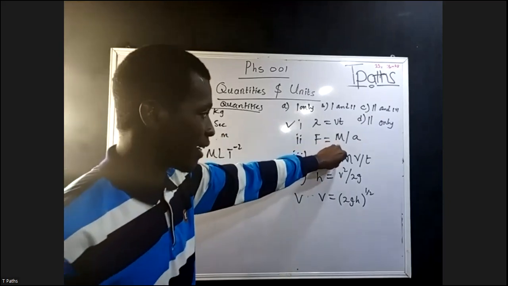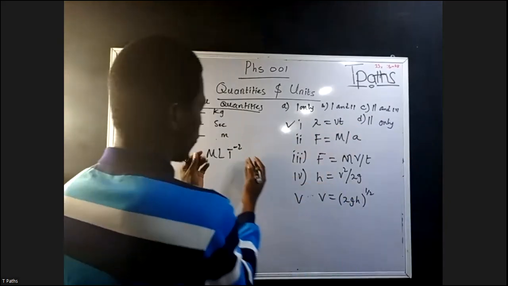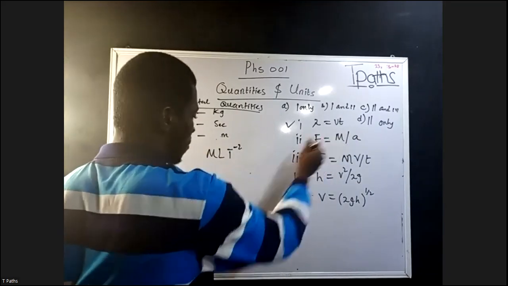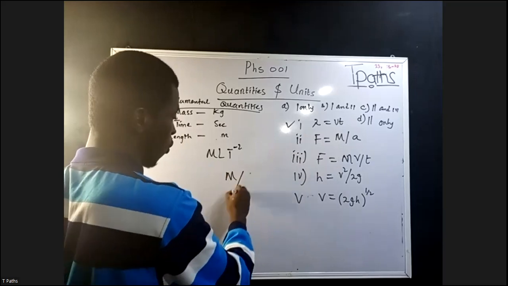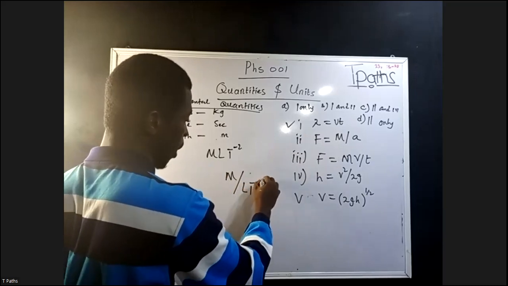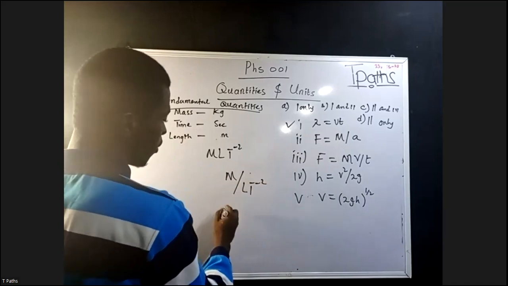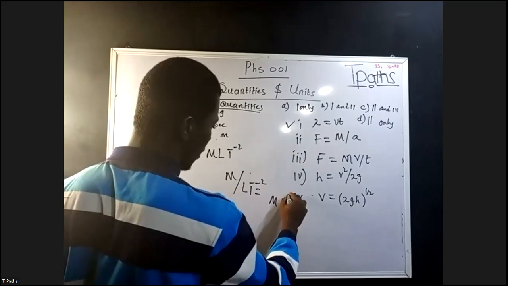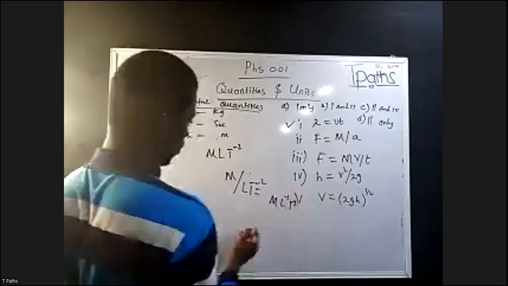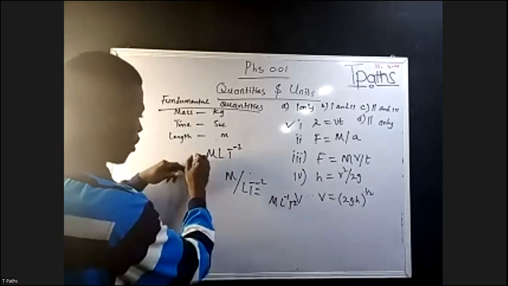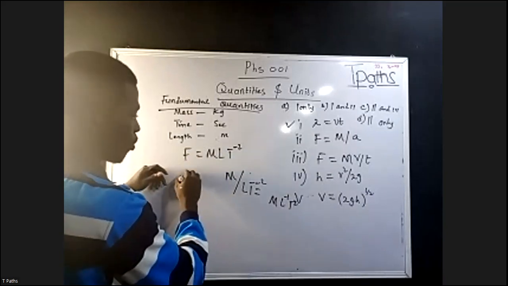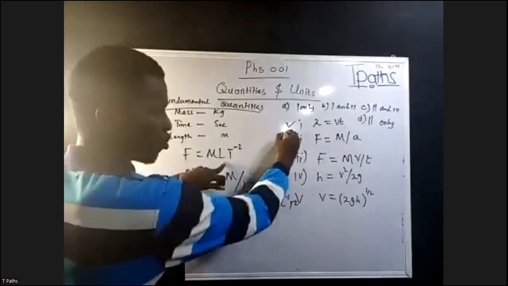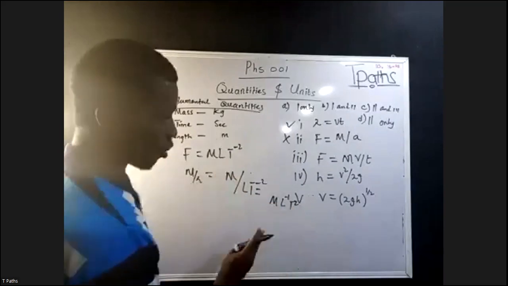So I want to check the right-hand side of the equation. If it's equal to the left-hand side of the equation, then it is correct. I have M here, and A is length over time squared, LT raised to power minus 2. If I write this very well, this will give me ML raised to power minus 1, T raised to power 2. So we can see that this is F here, and this one is M over A. Can you see that the guy did not give me the same thing? So this is wrong. I will cancel it. So it's not part of what I want to do.